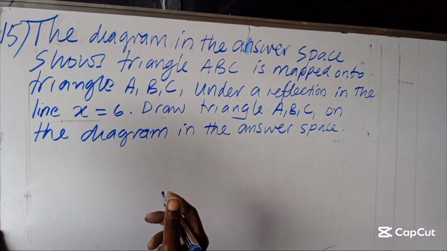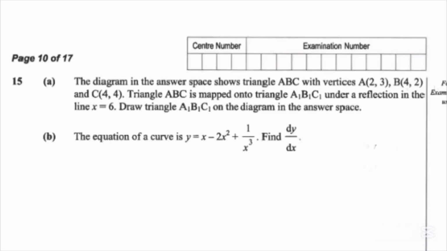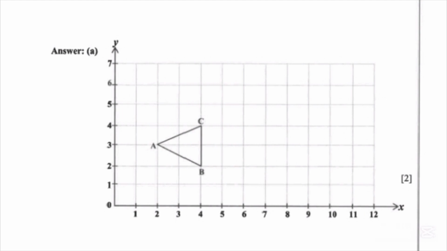We are on question number 15. The diagram in the answer space shows the triangle ABC is mapped onto triangle A1, B1, C1 under a reflection in the line x equals 6. Draw triangle A1, B1, C1 on the diagram in the answer space below.